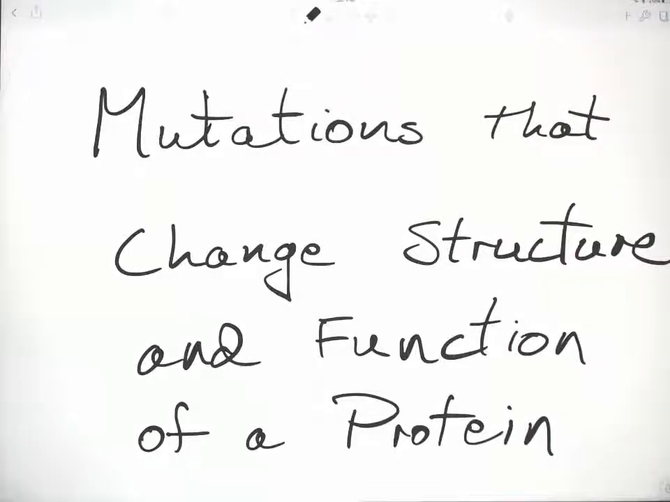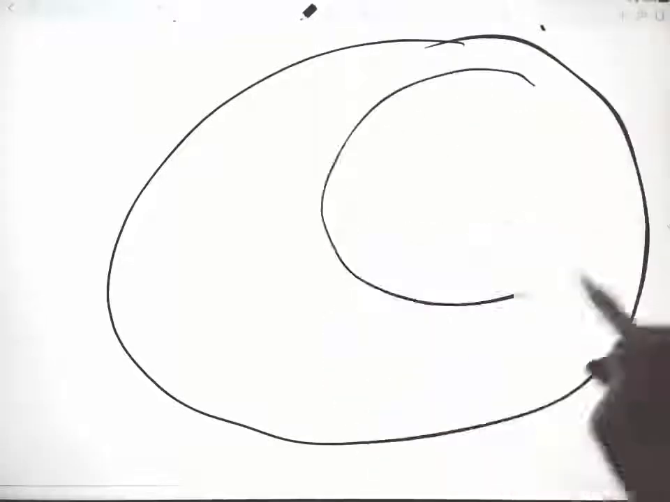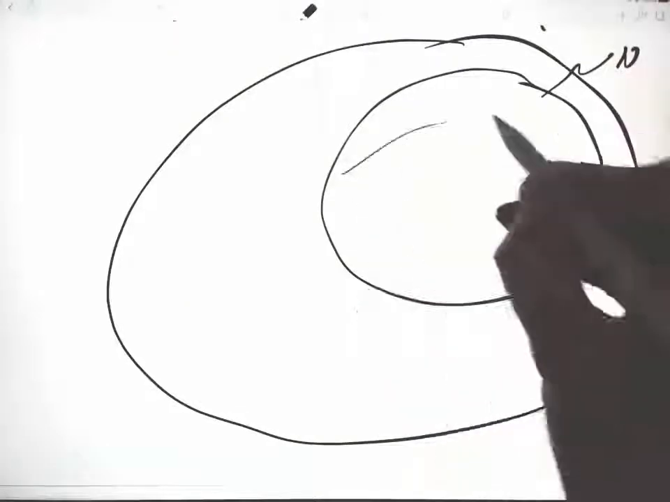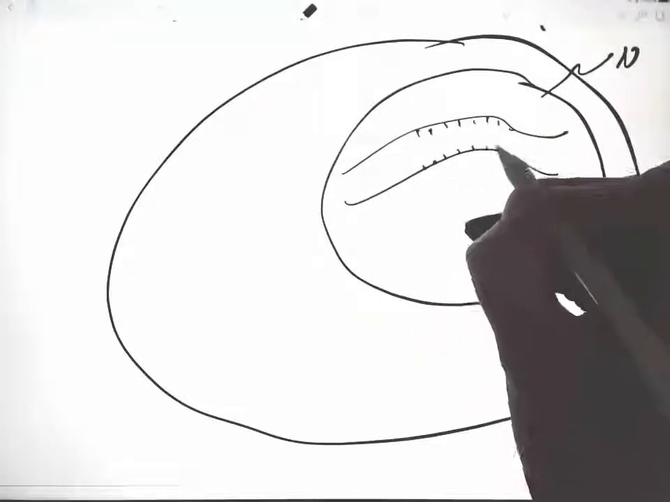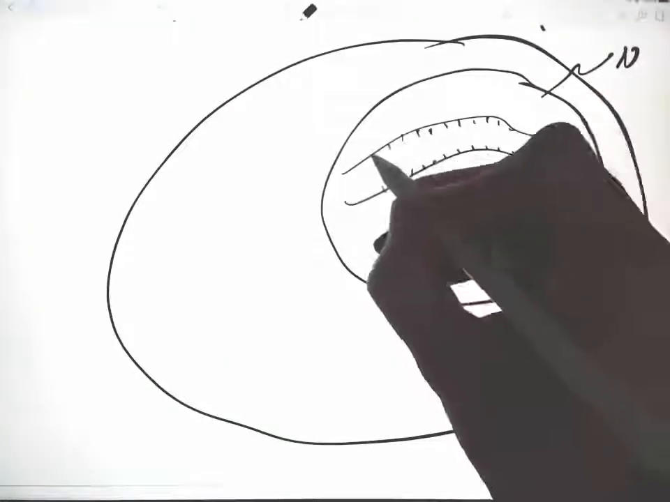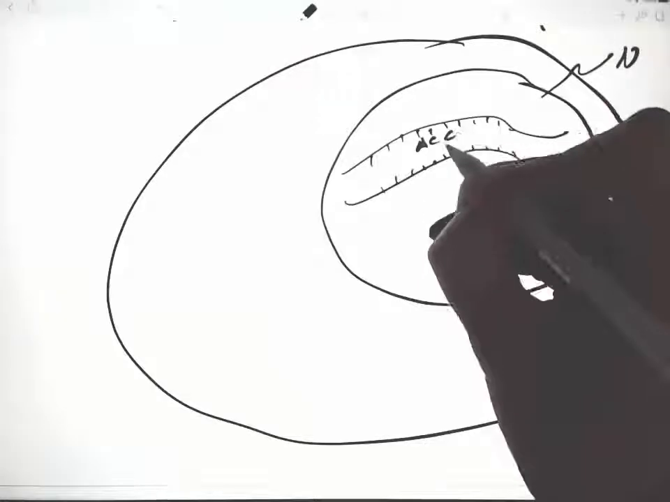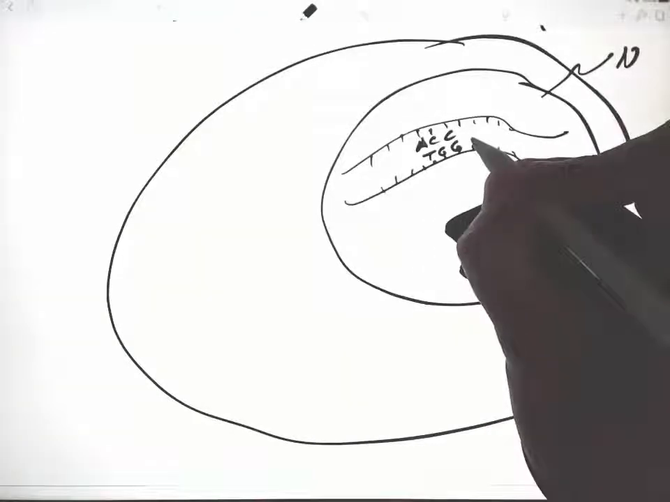Once you understand how DNA is used to make a messenger RNA and how the messenger RNA is translated into a protein, you can understand how mutations in DNA will cause an effect on a protein. Here's a cell with a nucleus, a strand of DNA with a whole lot of base pairs. We're going to be interested in just one triplet, an ACC, which matches a TGG.